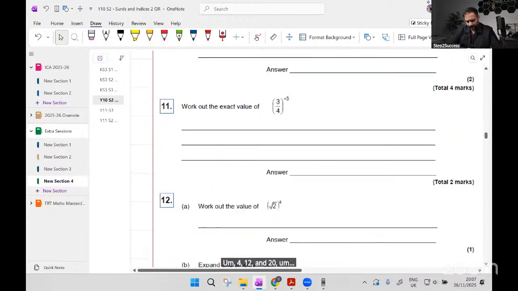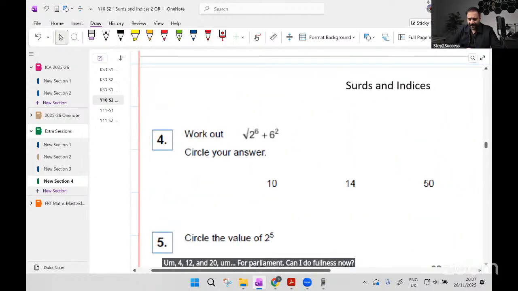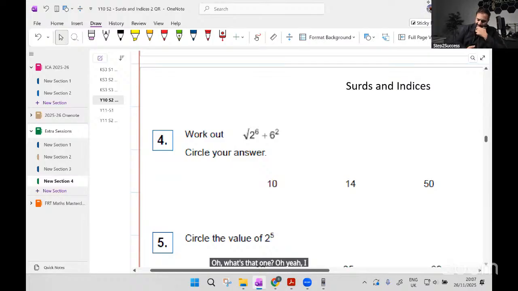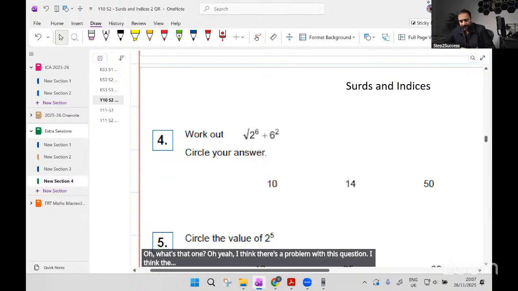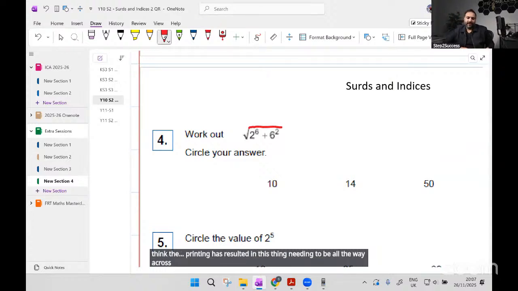4, 12, and 20. Did I do 4 just now? No, that's that one. Oh, yeah. I think there's a problem with this question. I think the printing has resulted in this thing needing to be all the way across, and it isn't. So you can't really get that right without asking. But that's why I'm here.